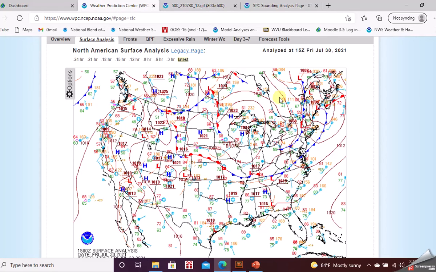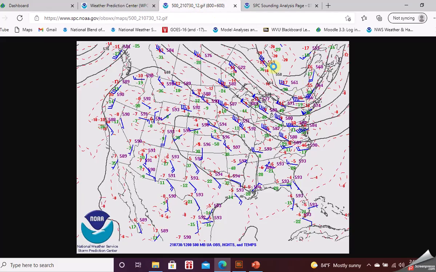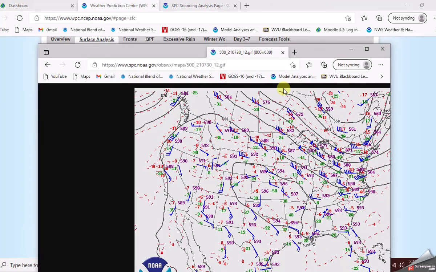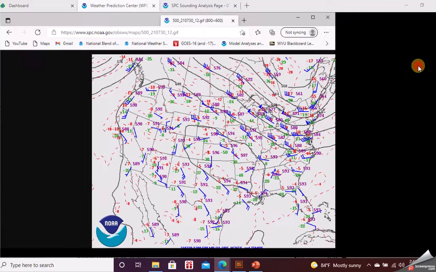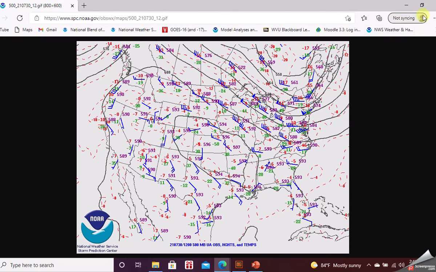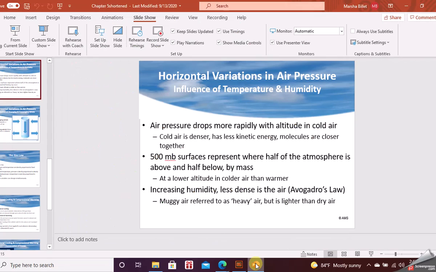Look at this, 45 degrees, 60 there, but much, much colder than down here to the southwest. And here you have the low pressure. So let's go back to where we were here in this one then.